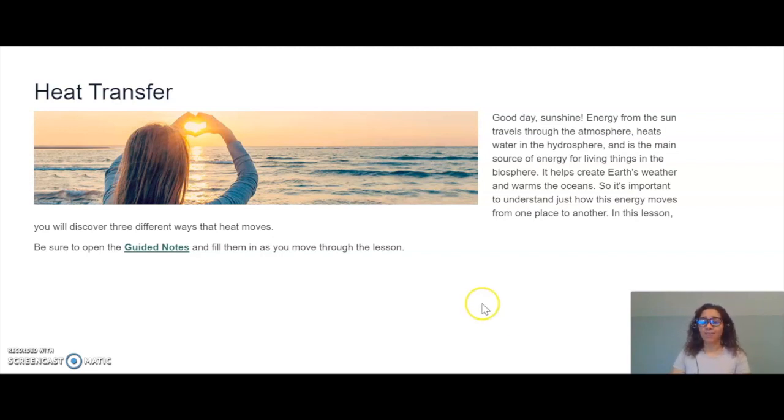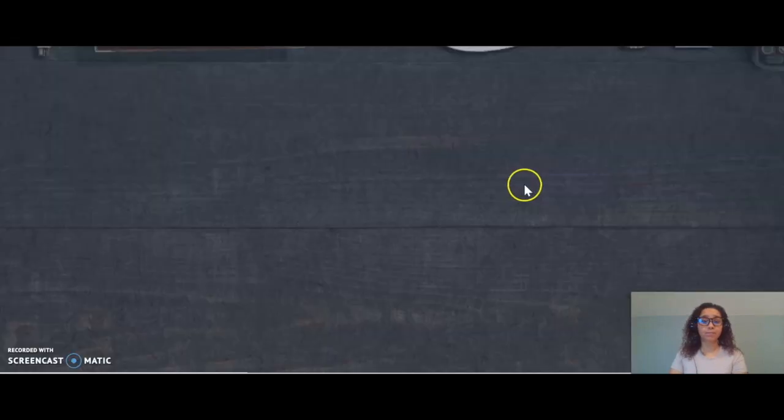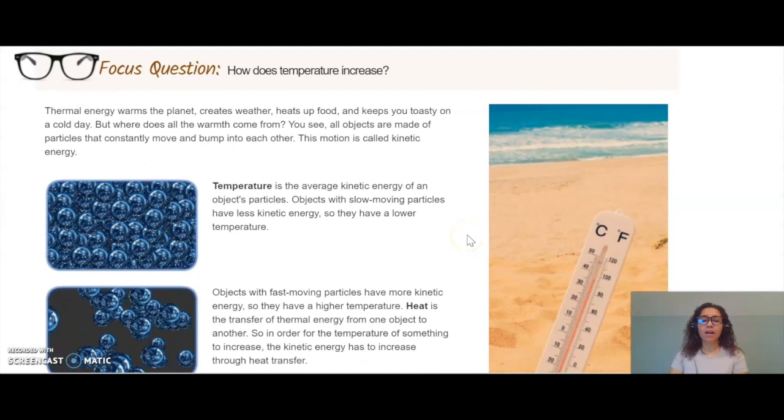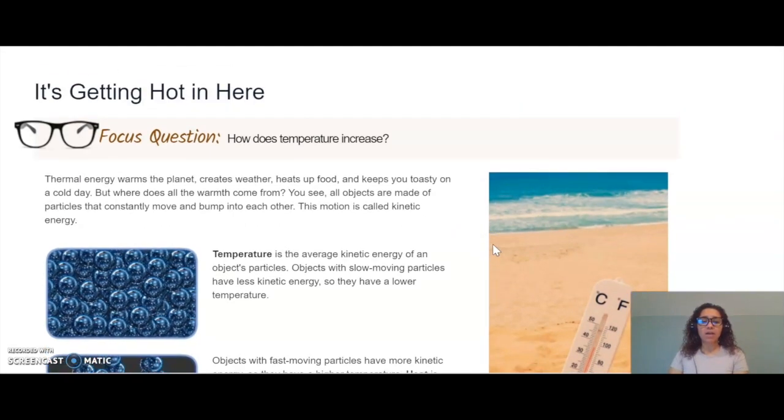Which leads me to this week, which is heat transfer. Please make sure that you're taking your guided notes. So again, you can use those on the study guide for the quiz next week. I'm sorry, the module exam next week and the quiz this week. So we're going to look at a couple different things.